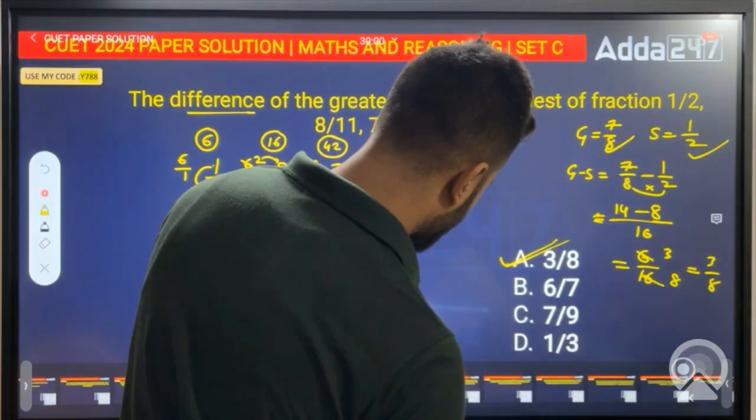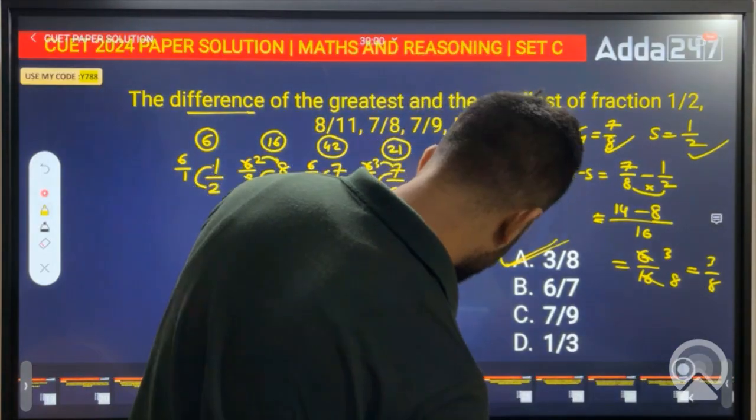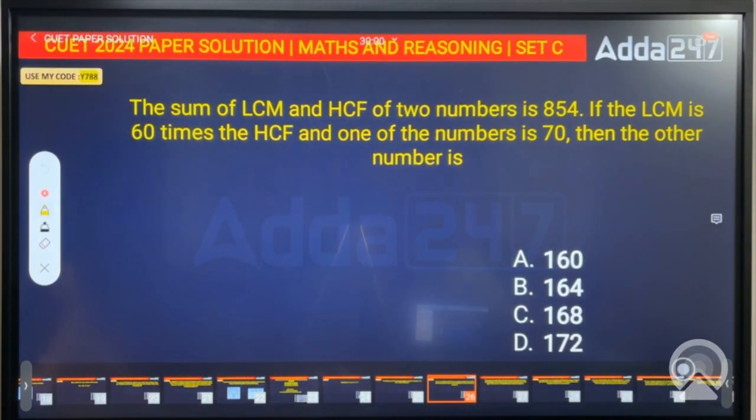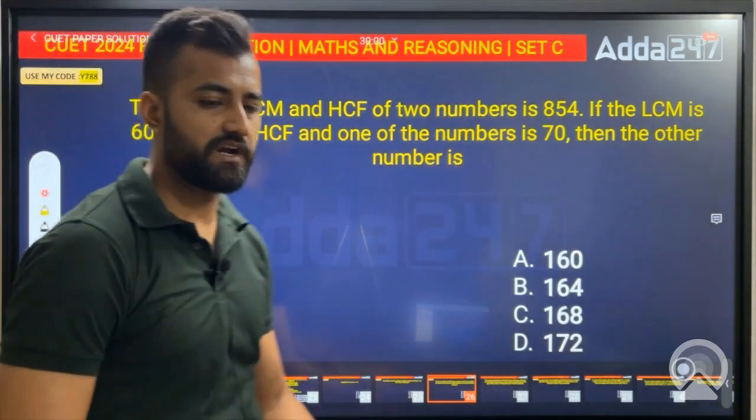Okay. Next one out here. Let's go to this one. LCM and HCF concept. Okay. So this is a school level concept. School level concept. So let's understand these concepts.